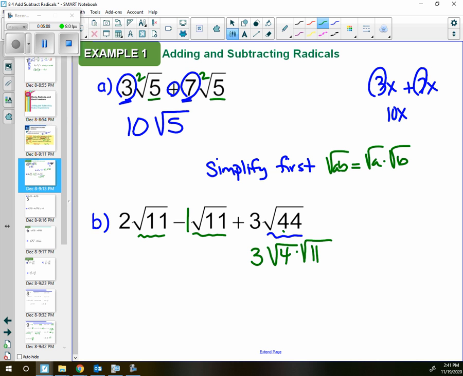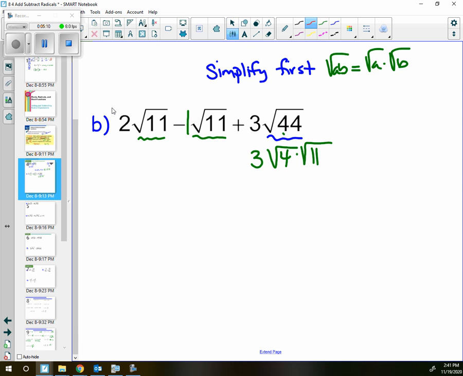So why this is so awesome, now take a look at what I can do. Square root of 4 is 2. This is a product. The coefficient is multiplied up front, so don't forget that. We have a 3 then times what's the square root of 4? 2 times the square root of 11. So that gives me a grand total of 3 times 2, 6 of these square roots of 11.